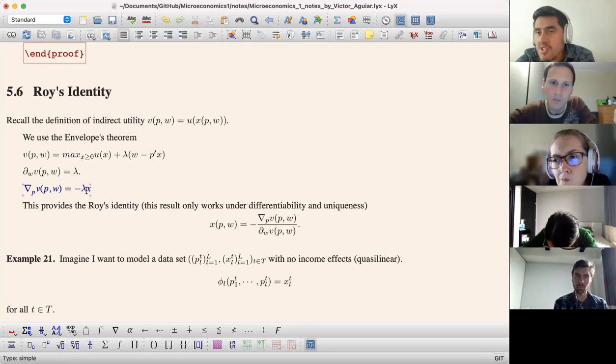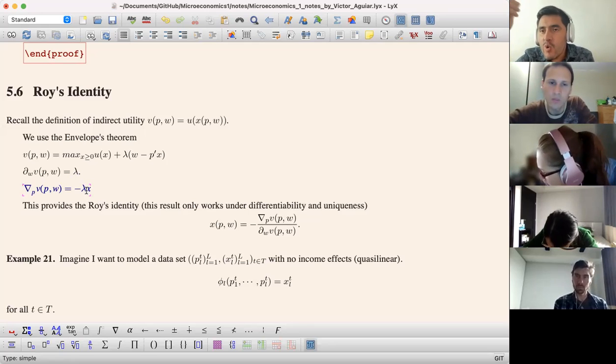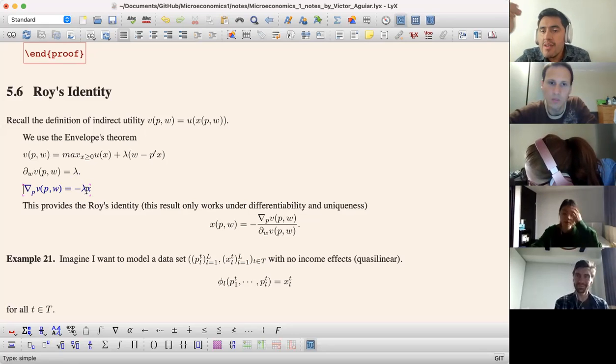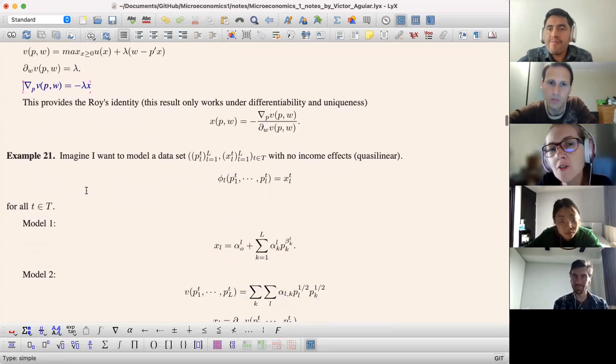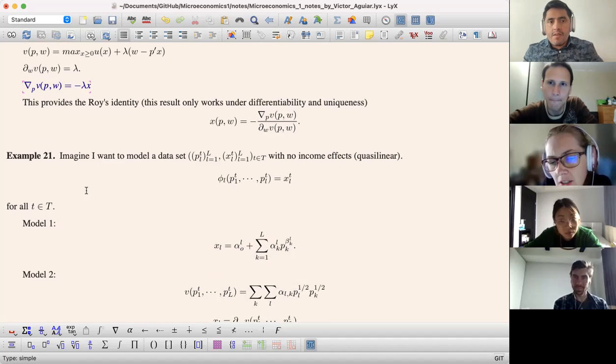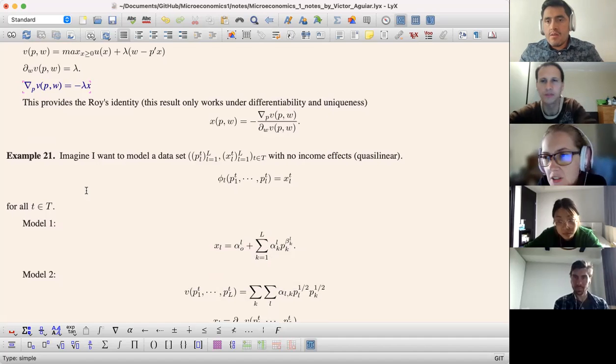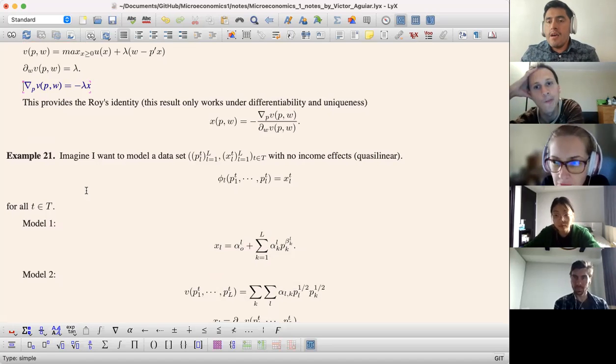Now, this is cool. This is math that seems magical. But the important thing is this. Sorry, Professor. So this technique, can we say it's a comparative statics technique? Yes, it's a comparative statics technique.